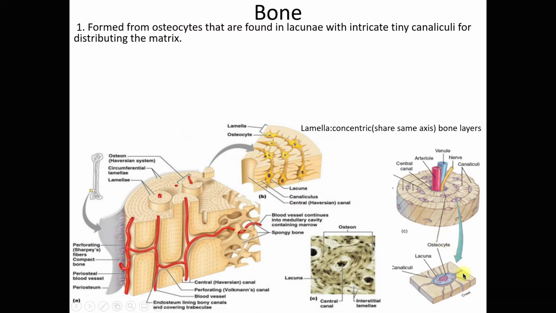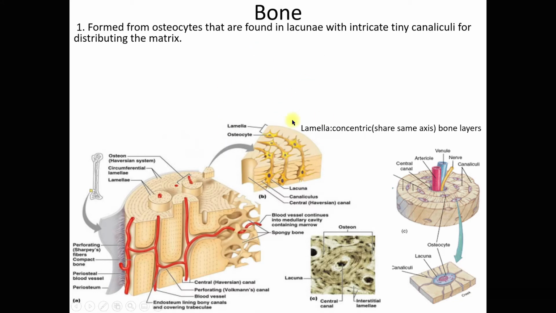This is one osteocyte, the small ones, the black ones. Okay, this is an osteocyte. So there are many osteocytes here. Okay, so you can see the osteocytes here. Inside here there are many osteocytes. And these osteocytes are found in lacunae. This is a lacuna, many are lacunae. With intricate tiny canaliculi for distributing the matrix.